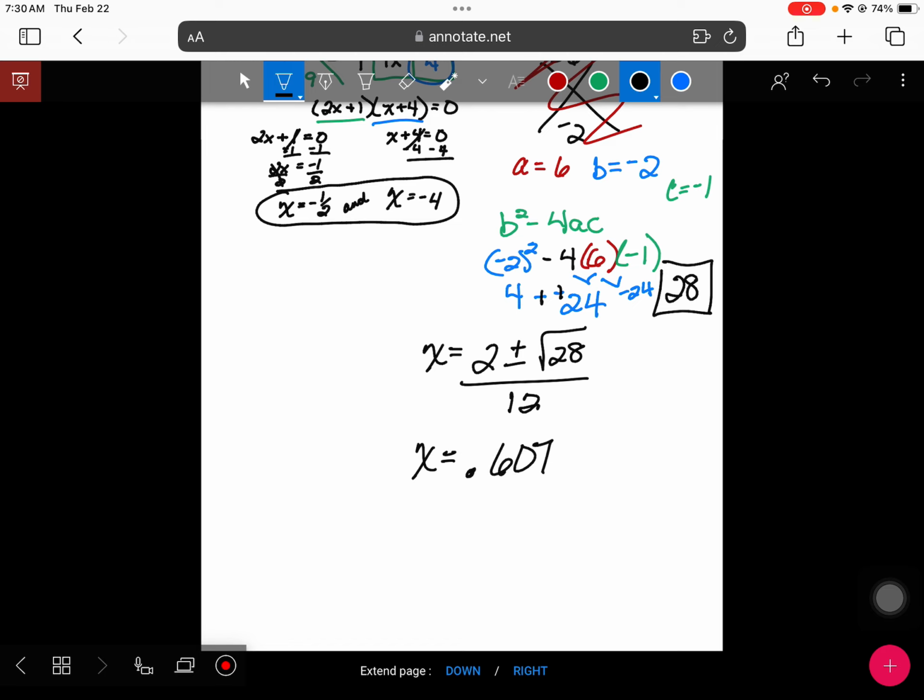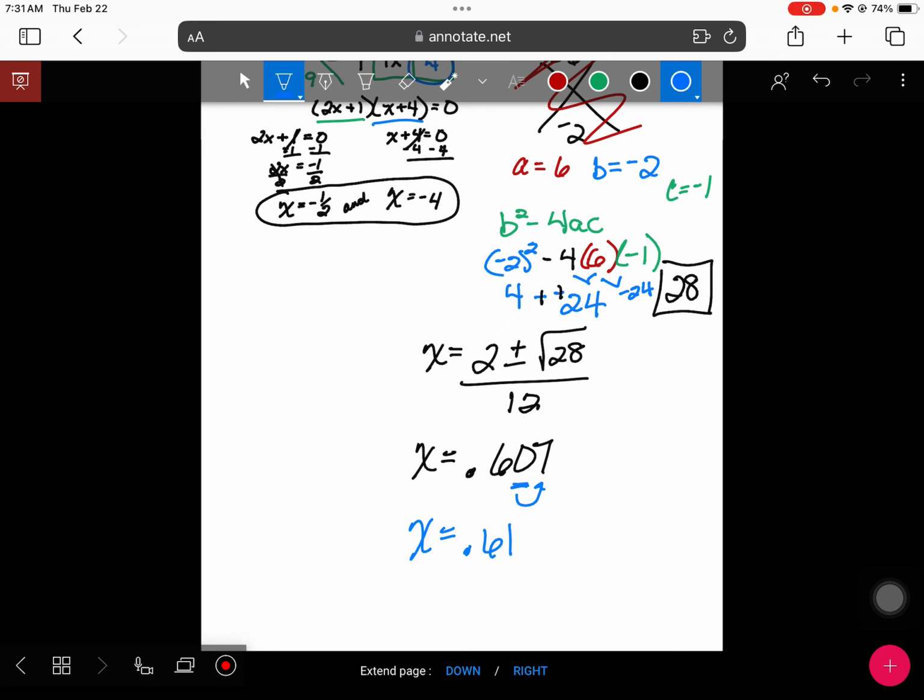Now, we're going to tell you to round to 2 decimal places. So that's the 0. Look next door, 5 or more. That 0 is going to increase, so it's x equals 0.61. That is just for the positive.